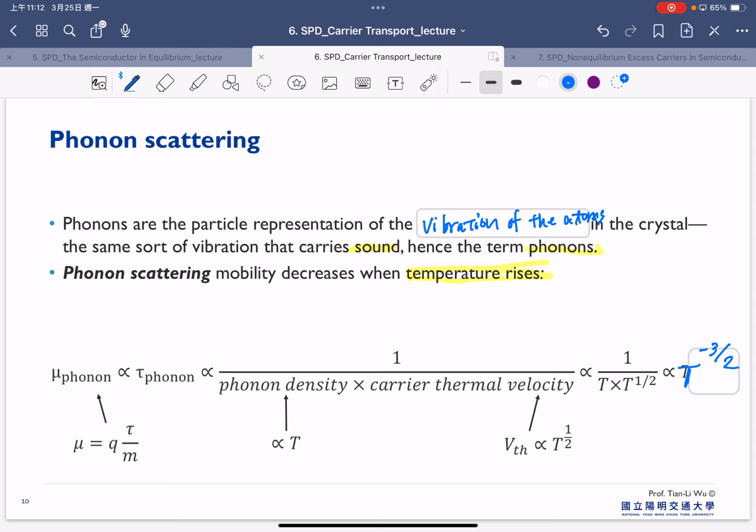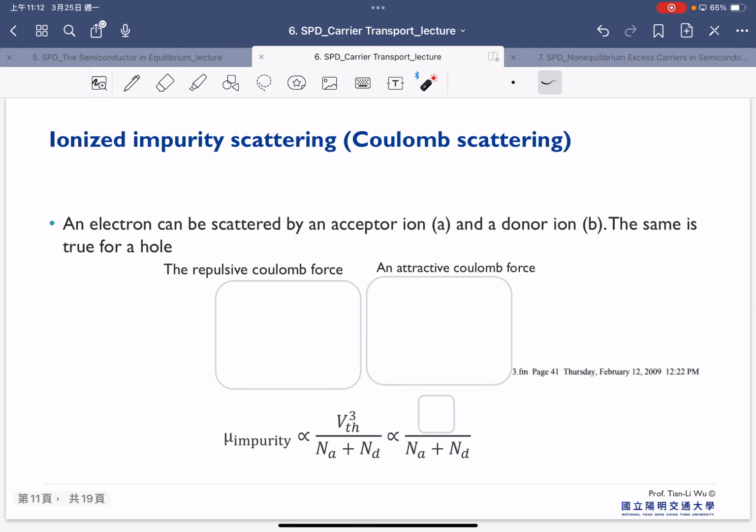So that's phonon scattering. On the other hand, there's one that we call Coulomb scattering. This one is much easier to understand because it is related to the Coulomb force.